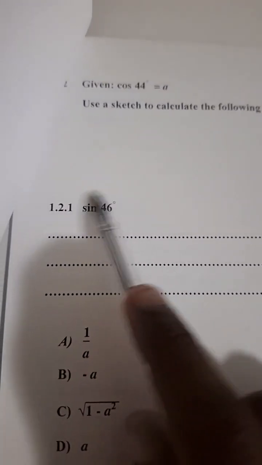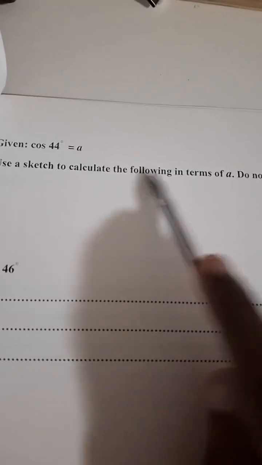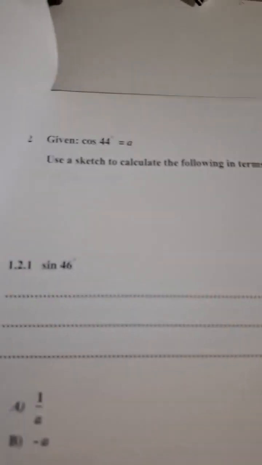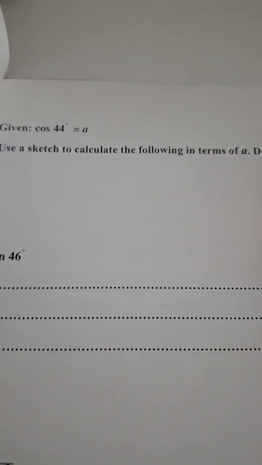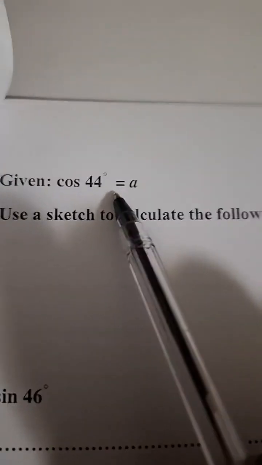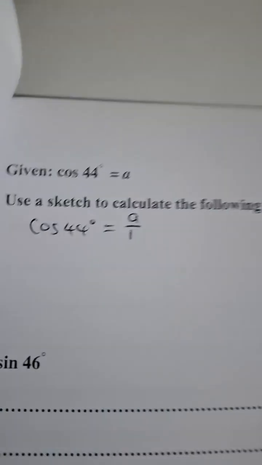So we are supposed to evaluate sine 46 degrees using a sketch, but we can't use a calculator to write the following in terms of A. We need to write sine 46 in terms of A. So how do we go about answering these types of questions? We call these the Pythagoras type questions. We just look at the ratio first and foremost. So the ratio is cos 44 is equal to A. Rewrite this: cos 44 degrees is equal to A over 1.